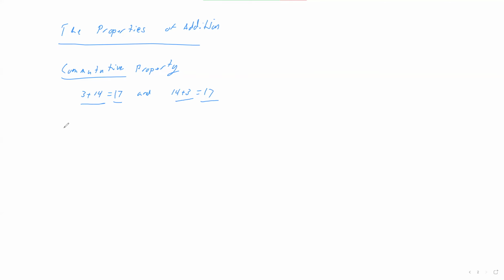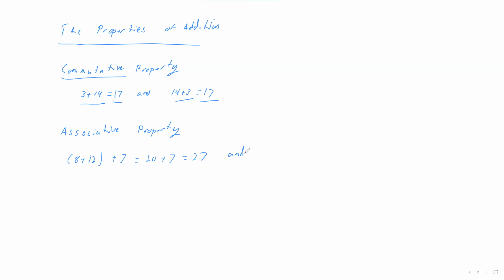All right, the next one you have to know is the associative property. This one's all about grouping. So I could have 8 plus 12 in parentheses, then add the 7. So what that would give me, 8 plus 12 is 20. Then when I add the 7, I get 27.